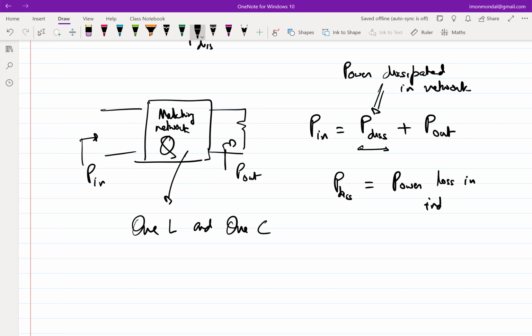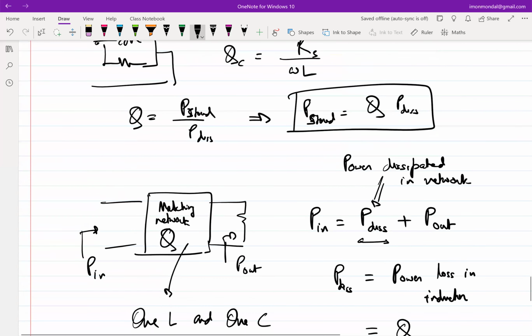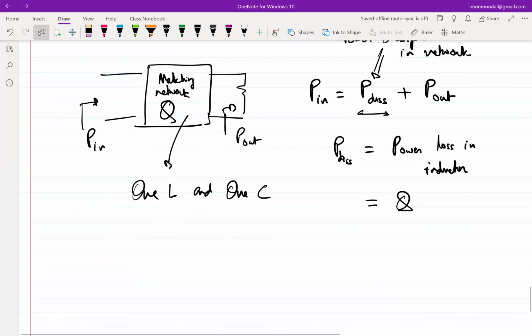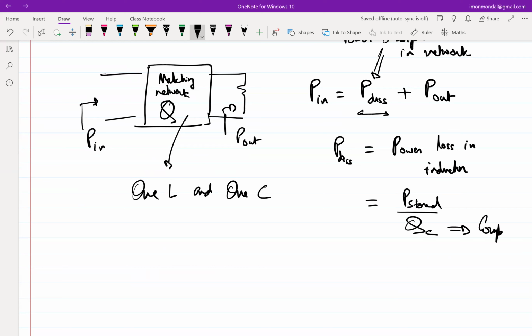in inductors, right? Which I can basically relate to the Q factor. So what is the relationship between power stored and power dissipation? Power dissipation is essentially power stored divided by the Q of the inductor, right? So this is equal to power stored by component Q, the Q of the inductor. So this is component Q.